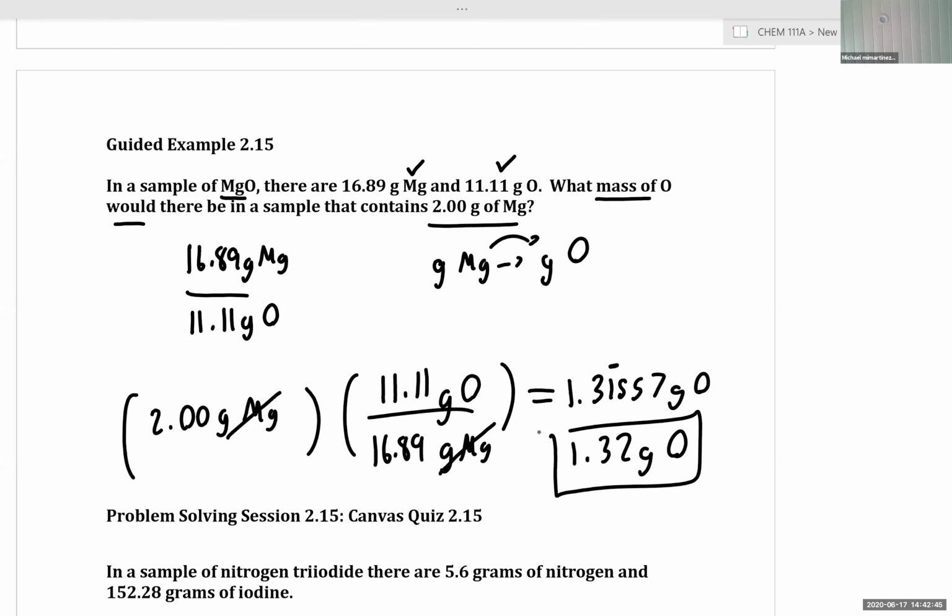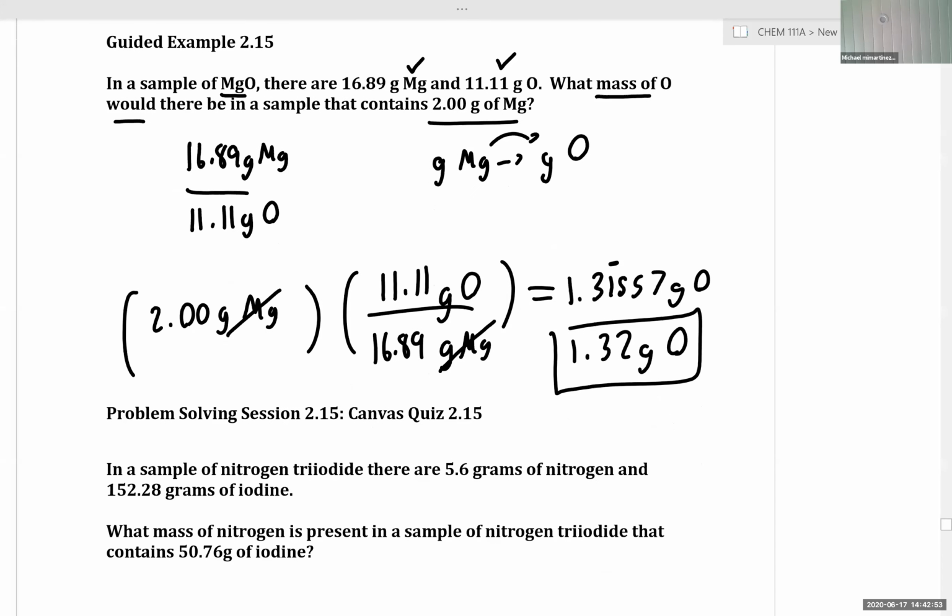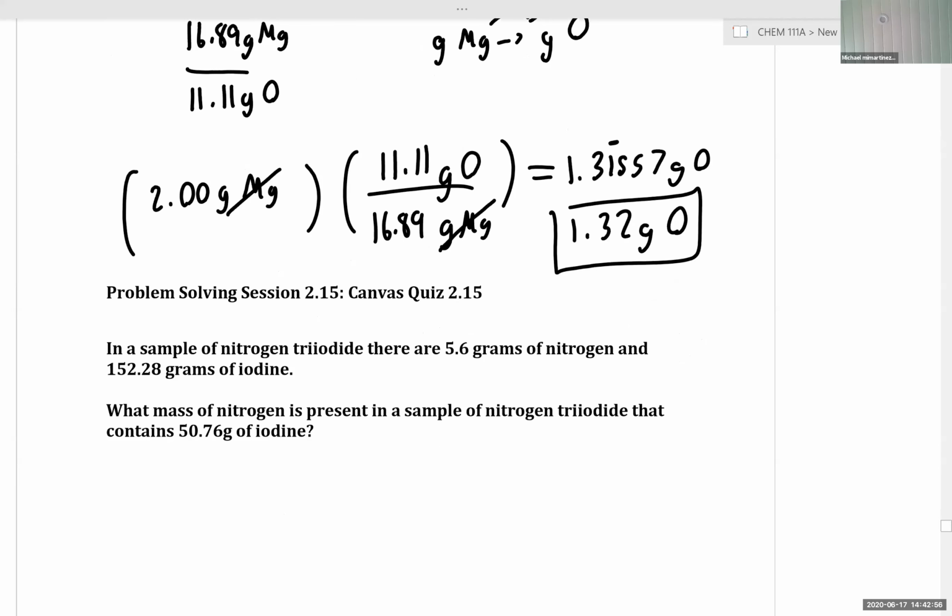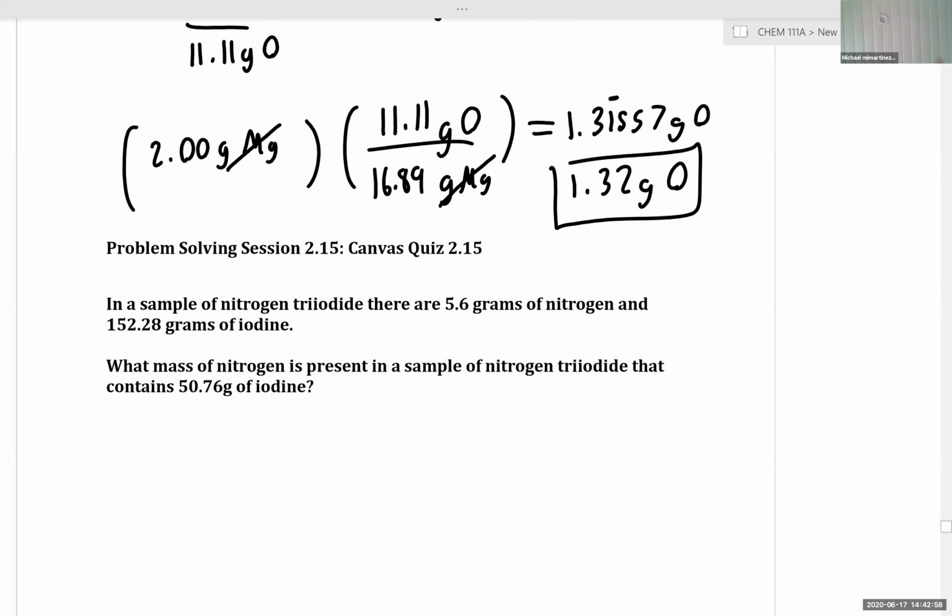Any other questions for this? If not, let's now work on the following problem-solving session where we're dealing with a sample of nitrogen triiodide. This is Canvas quiz 2.15.